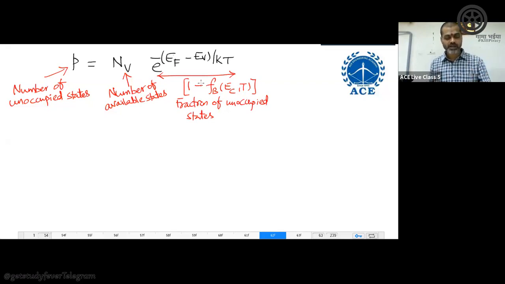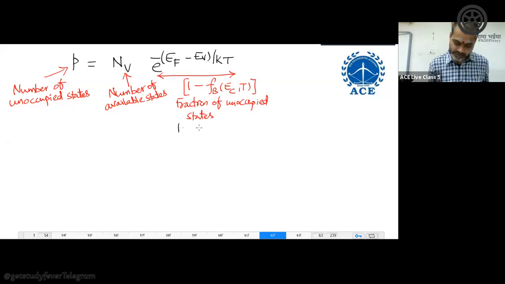Similarly, N, what we have taken, is the number of filled states or occupied states. We know the total number of states that are available. Multiply with the probability, you will get it. So what is the probability of an unoccupied state? 1 minus, and that is the reason why I am writing like this. Hope I am clear. Now let me calculate this.